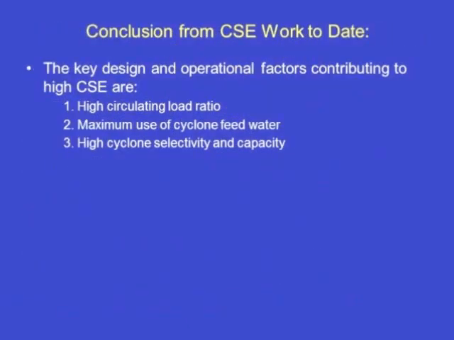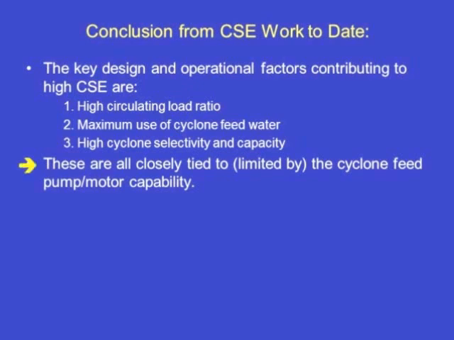So the conclusions: when we look at this value, the percentage of coarse material in the mill, how do we achieve that? We achieve it by having a high circulating load ratio in our grinding circuit, 400 or 500% or higher. Maximum use of cyclone feed water, because of course that gives us the minimum bypass and fewer fines back to the mill. And very good cyclone selectivity, like the new modern cyclones do. And capacity, because when they offer us more capacity, lower pressure drop, we can put more water into the circuit or run at a higher circulating load with the same pump. And of course, all these are closely tied by the cyclone feed pump motor capability.